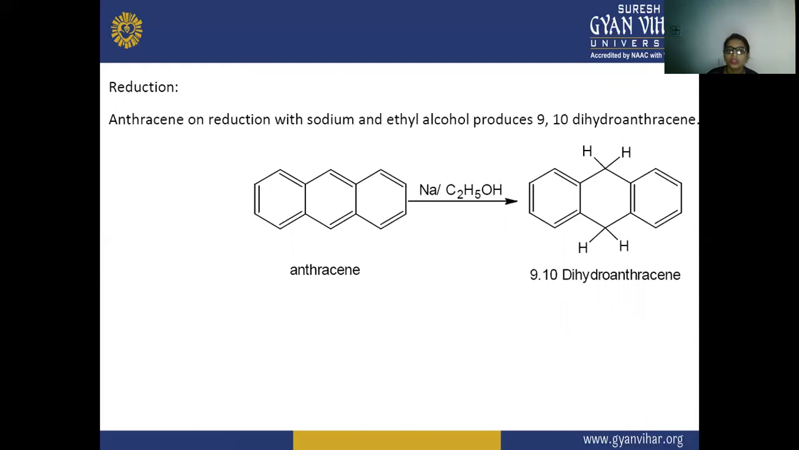So this is your reduction reaction, and oxidation is happening in the presence of sodium dichromate as well as H2SO4, and there is a formation of 9,10 anthraquinone, and here 9,10 dihydroanthracene is formed. After reducing this anthracene, there is a formation of this dihydroanthracene in the presence of this ethyl alcohol as well as your sodium.